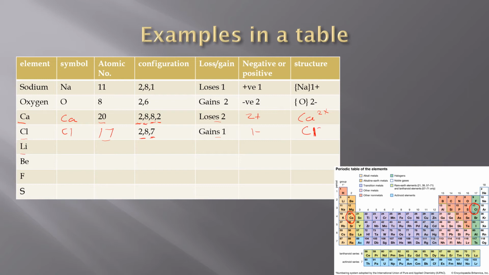Li is next, which is lithium, right there. So that's symbol Li. Its atomic number is 3, we see from the periodic table. We have 2 electrons in the first level, and we only need 1 more to make the 3. So what will we do? We will lose 1 electron, which gives us a 1 plus charge, which is Li plus.